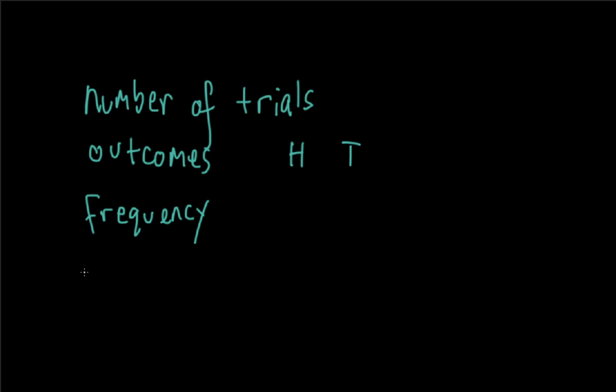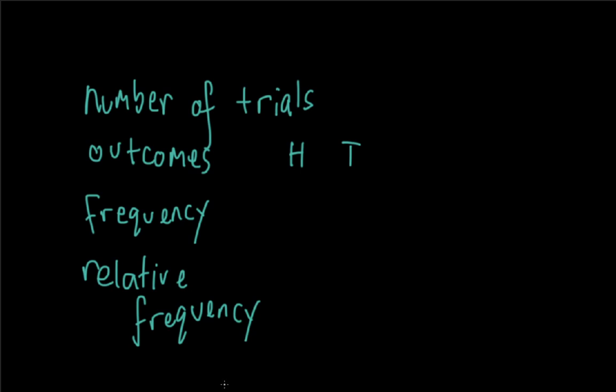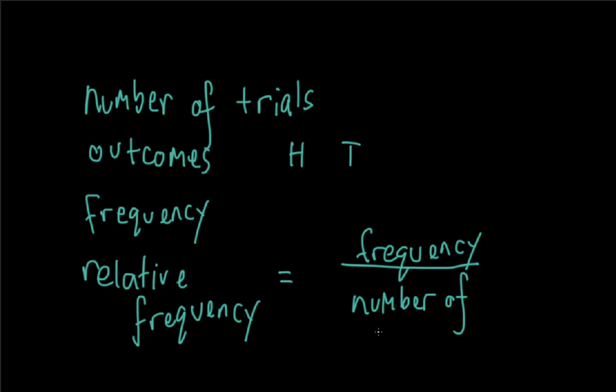Okay, the last term that we're interested in is called the relative frequency. So what is relative frequency? That is the frequency for an outcome divided by the total number of trials. We can actually write this as an equation: frequency divided by the number of trials. And this is ultimately the quantity that we're interested in for our estimation of probability.